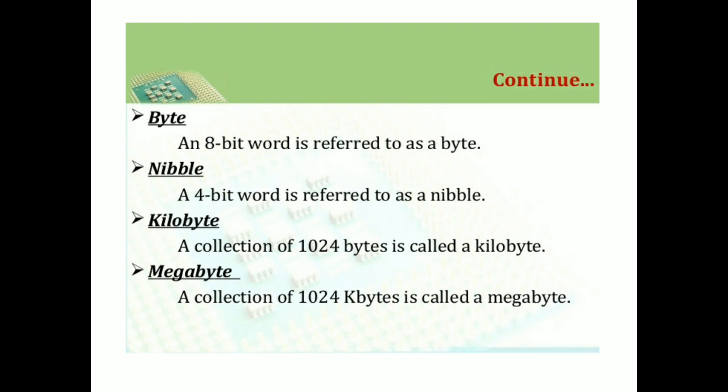The next term is nibble. A 4-bit word is called a nibble. The next term is kilobyte. A collection of 1024 bytes is called a kilobyte, which is equal to 2 to the power 10 bytes. The next is megabyte. A collection of 1024 kilobytes is called a megabyte, which is equal to 2 to the power 20 bytes.